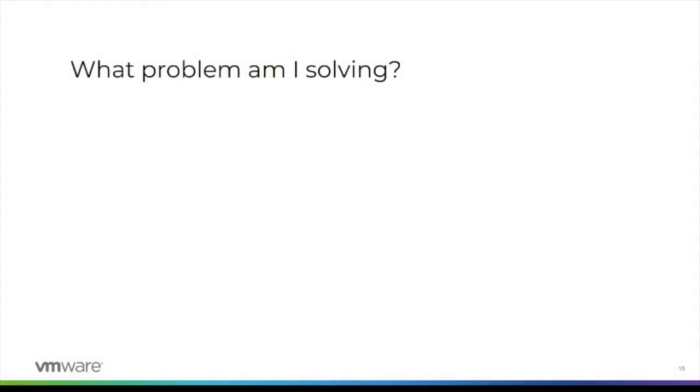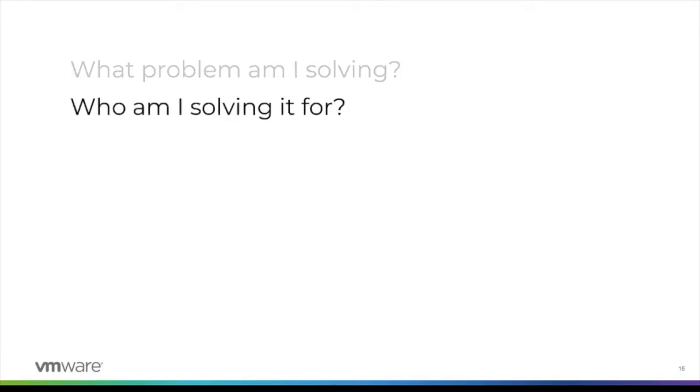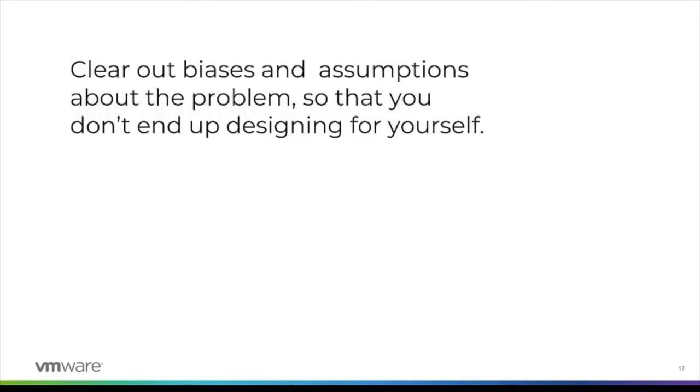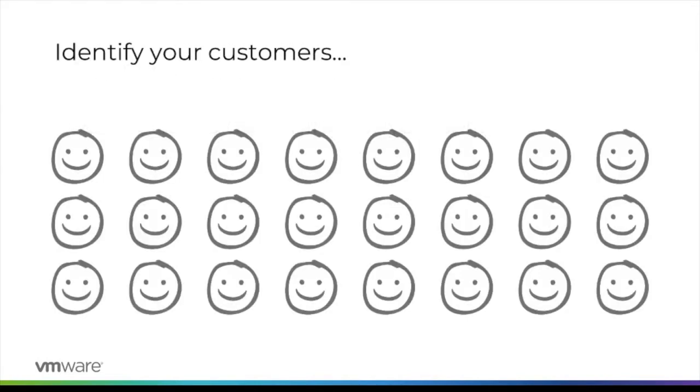It's critical to any problem solving that we get a good, clear understanding of the problem we are trying to solve. But equally important to know who we're solving the problem for. Clear out biases and assumptions about the problem so that you don't end up designing for yourself. A product built for everyone is a product built for no one. Getting the right target is critical.